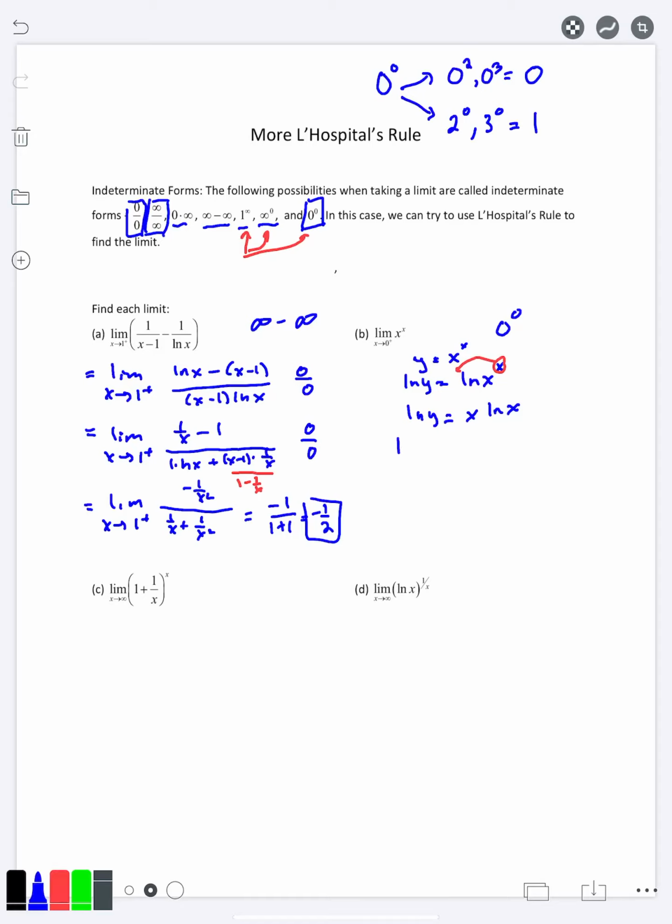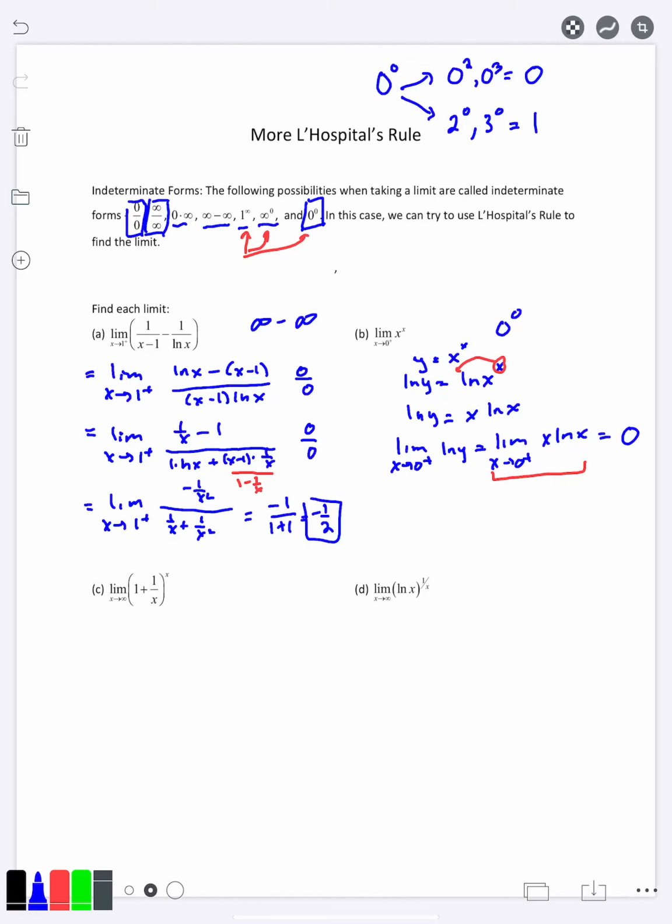And then we're going to take limits of both sides. So the limit as x goes to 0 of ln y is the limit as x goes to 0 of x ln x. Now conveniently, we actually did this exact limit in the previous video here. And that limit is going to give us 0.